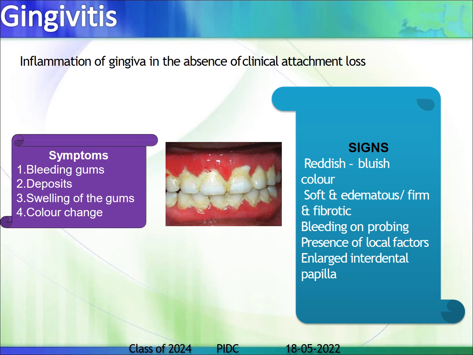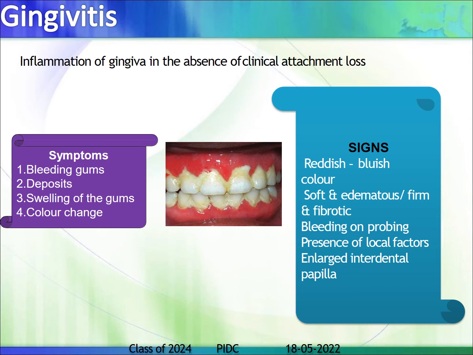So gingivitis, by definition, is inflammation of the gingiva in the absence of clinical attachment loss. What would the patient say if he has gingivitis? The patient would come with bleeding gums, deposits between the teeth, swelling of the gums, and there could be a color change in the teeth. So this is all the patient's complaint.